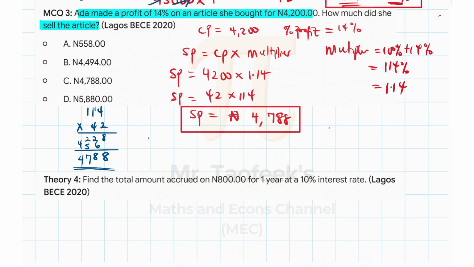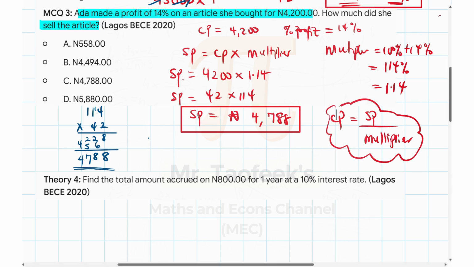So if the question had asked you to work out the cost price and you're given the selling price, just remember the formula I gave you: the original value is basically the selling price divided by the multiplier. Okay, and that's it. So that's all for the multiple choice. Now let's quickly go on to the theory questions.